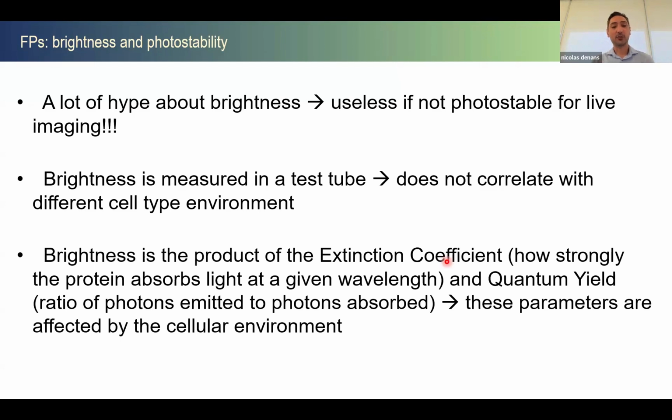And finally, as I told you, brightness is a product of the extinction coefficient, which is how strongly the protein absorbs light at a given wavelength, and the quantum yield, which is the ratio of photons emitted to photons absorbed. So these parameters are also affected by the cellular environment. Basically what I'm telling you is, yes, we can find data about brightness and photostability, but it's really hard to trust these data because they have been made mostly in a test tube or in an environment that could be completely different from the environment you're going to put your fluorescent protein in.